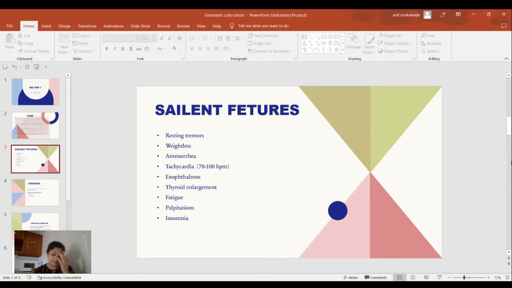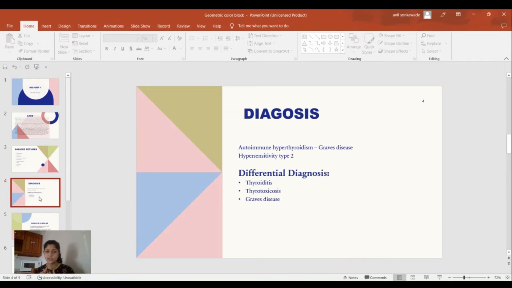These symptoms are a very broad variety, but they could only mean one thing, so let's get to our diagnosis, which is autoimmune hyperthyroidism, also known as Graves' disease, which is a hypersensitivity type 2. It's about the antibodies, and I'll explain how it works later. My other differential diagnoses are thyroiditis, thyroid toxicosis, and Graves' disease. Thyroiditis is inflammation of the thyroid, and it can also be just regular hyperthyroidism.